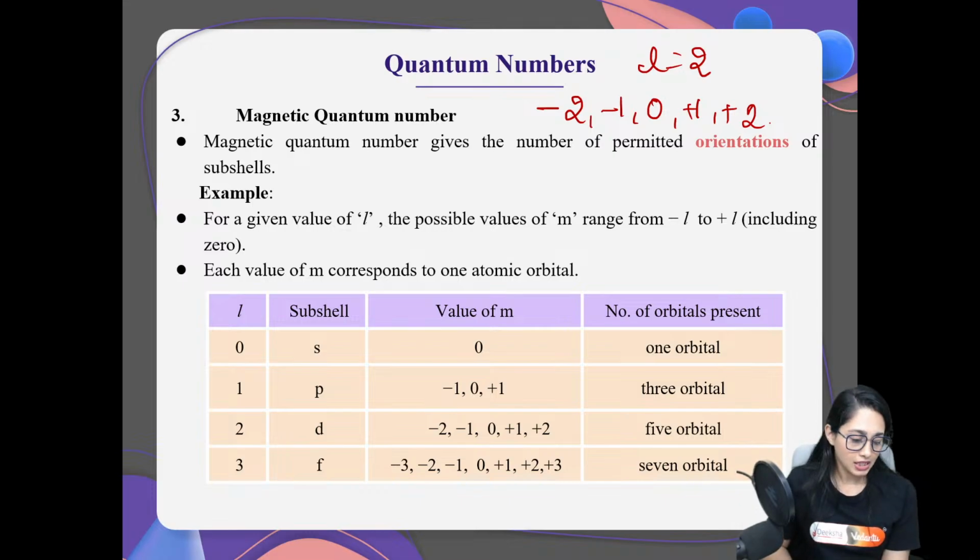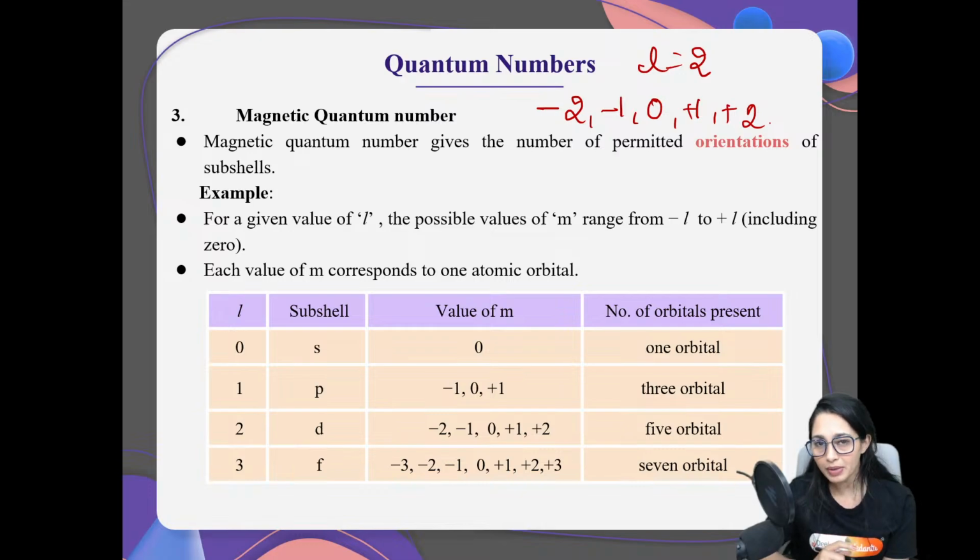So if the subshell is S, the value of M is equal to 0, and the number of orbitals present is just 1. If the subshell is P, L is equal to 1, the value of M will be minus 1, 0, plus 1, so 3 orbitals are present. For D, 5 orbitals. For F, it is 7 orbitals.